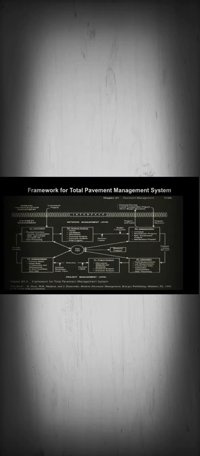Levels of pavement management. So there are two levels: the network level and the project level. The network level is concerned with the entire highway network and all of the pavement sections that comprise the system, while at the project level attention is directed toward determining the specific maintenance or rehabilitation action needed to preserve a specific element or project that has been selected by the network level process. So this is the framework for a total pavement management system.